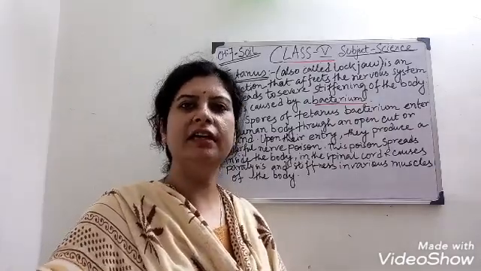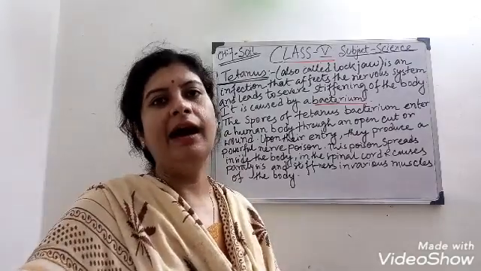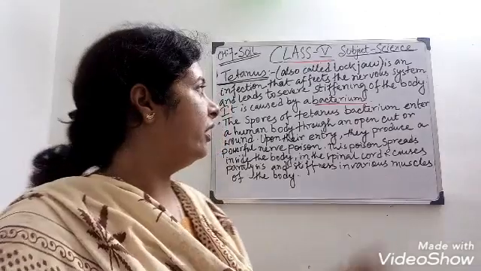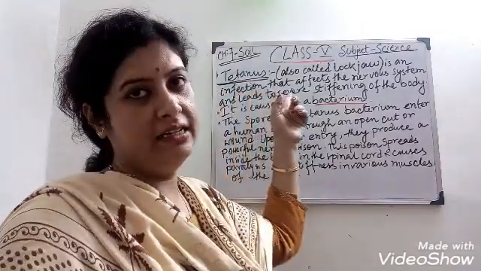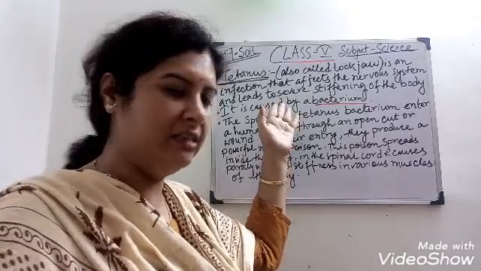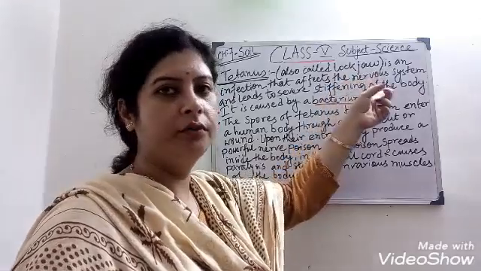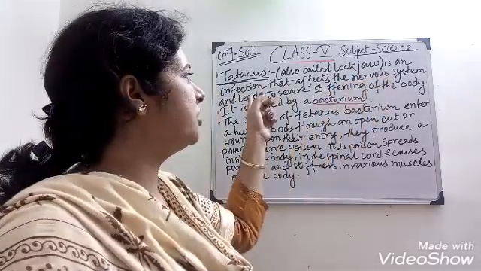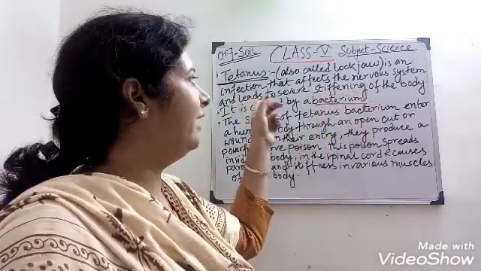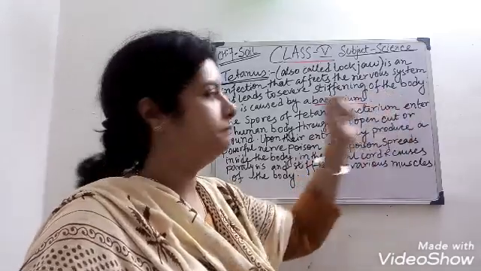Now children, we have already learned that microorganisms are present in the soil. Some of them are very harmful for human beings. One of these is known as tetanus. Now we know about this tetanus disease. Tetanus is also called lockjaw. It is an infection that affects the nervous system and leads to stiffening of the body.